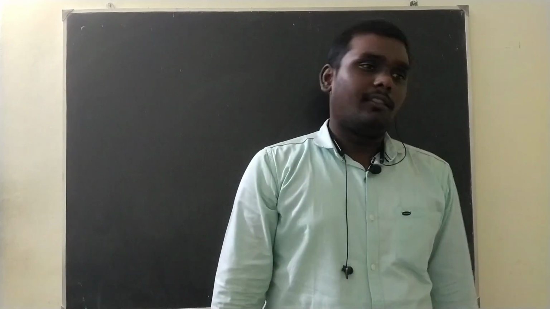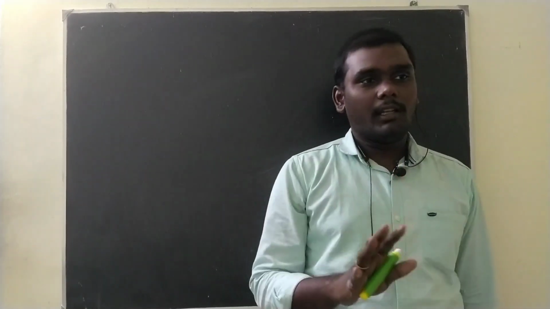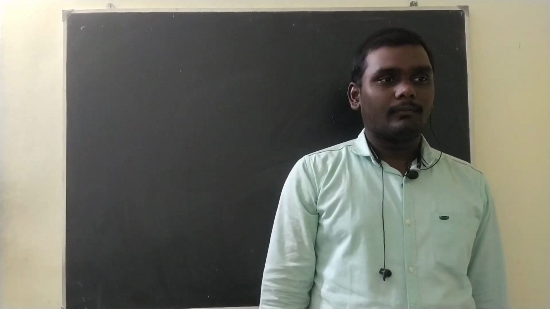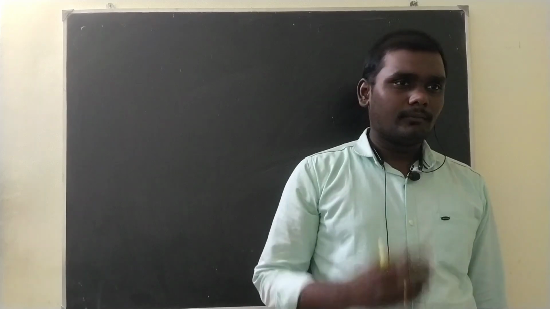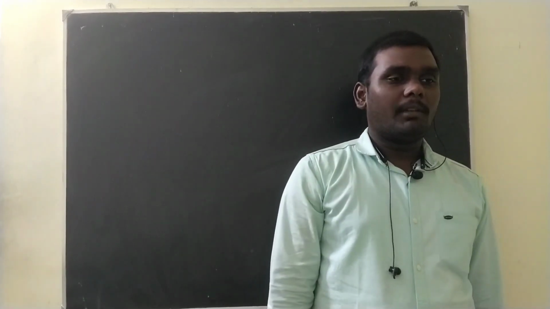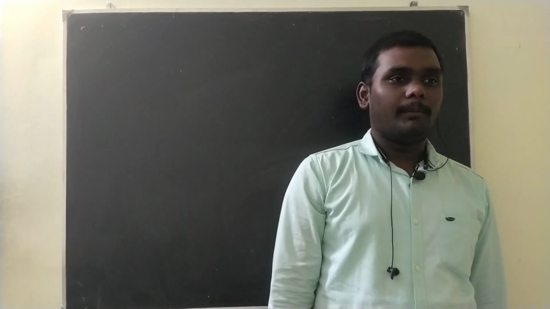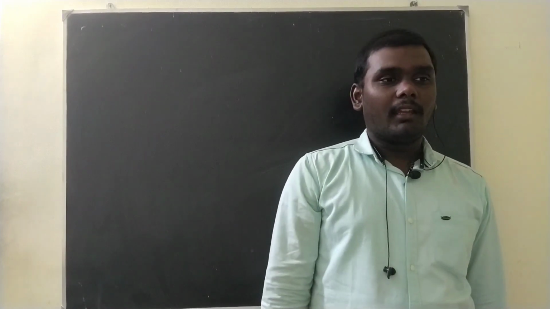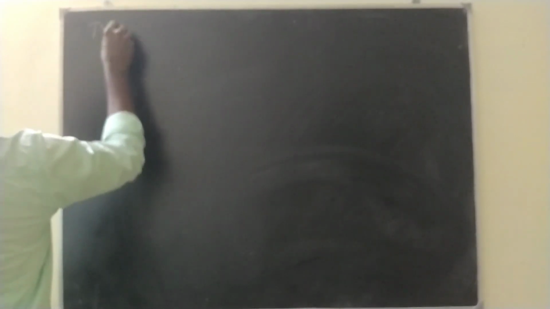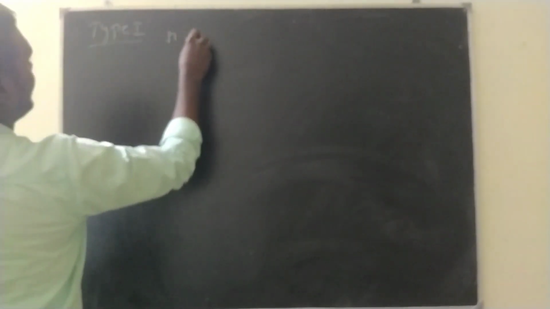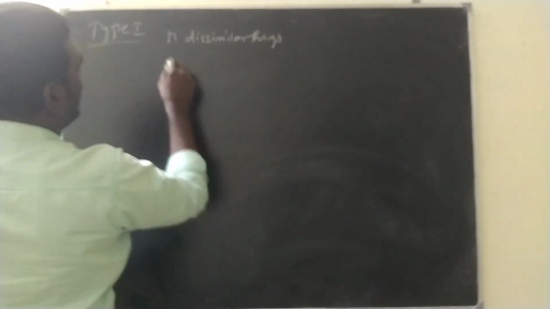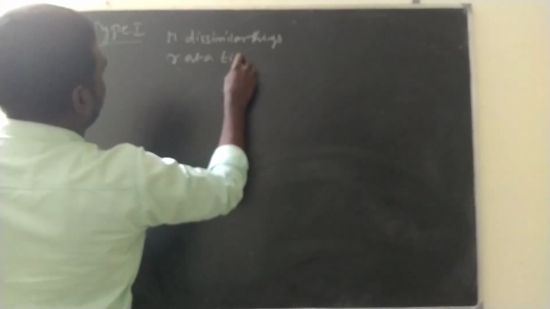In the previous session of permutation, we discussed only the first type. What is that first type? It is permutating. Permutating means an arrangement. Arrangement of n dissimilar things taken r at a time. That's what this first type deals with. N dissimilar things taken r at a time.